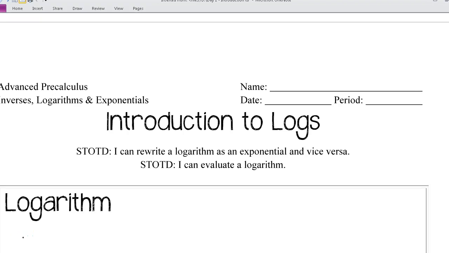This is Mr. Martin. These are video notes for Unit 1. We're going to be talking about logs today, just an introduction to logs. Some of this you may know.